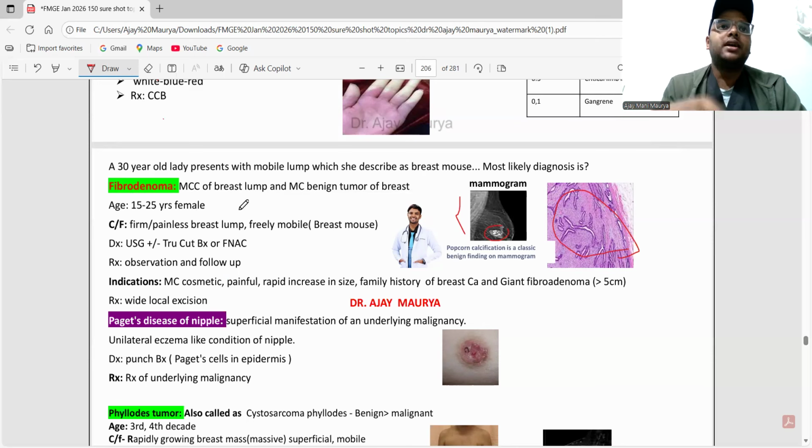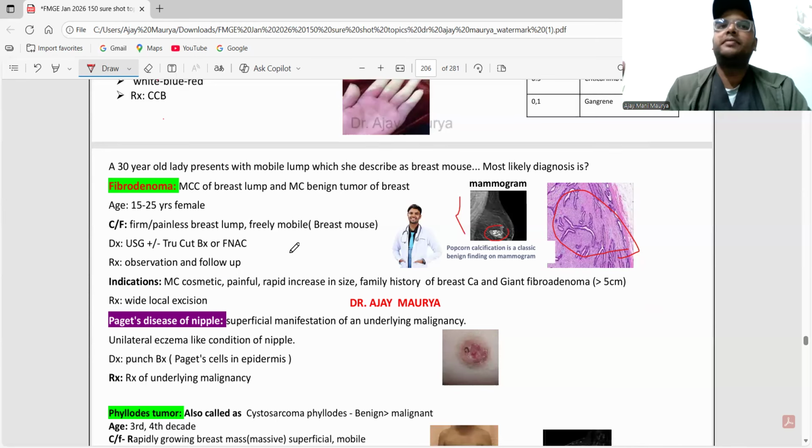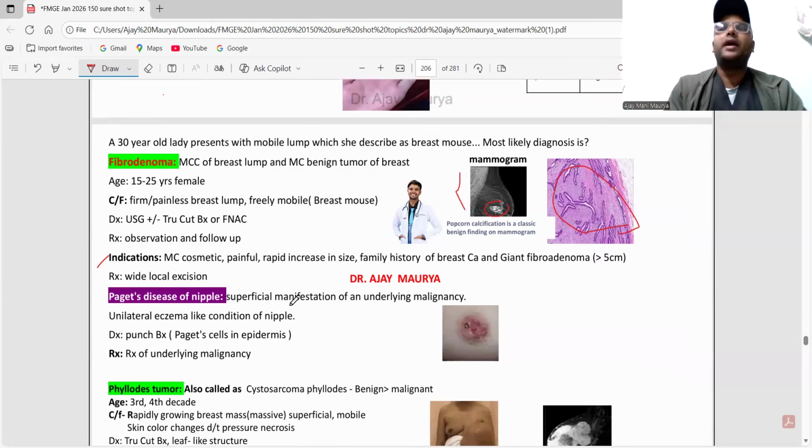Histopathologically also, if they ask about fibroadenoma, they will give the history of a female below 30 years old, because it is most common at that age. The patient will say, doctor, something is moving in my breast. It is also called the mouse of the breast, because it moves when you test. For diagnosis we do ultrasound and true-cut biopsy, FMGE. Treatment is observation, or by indication we do wide local excision.